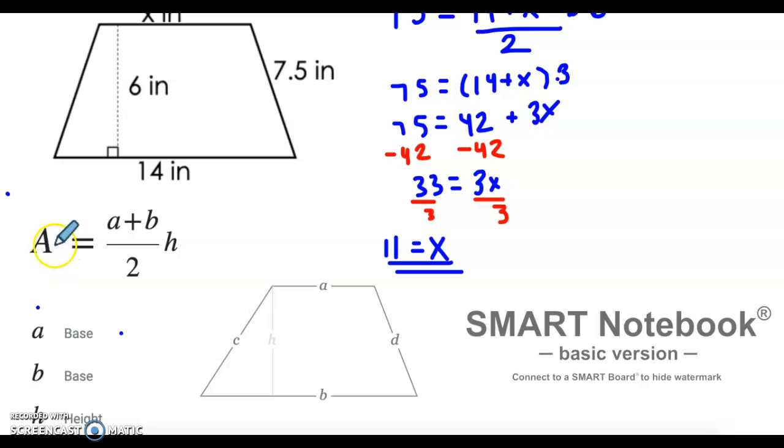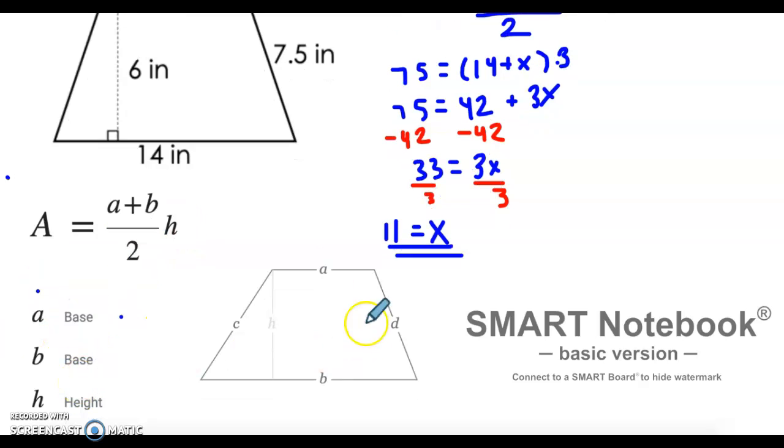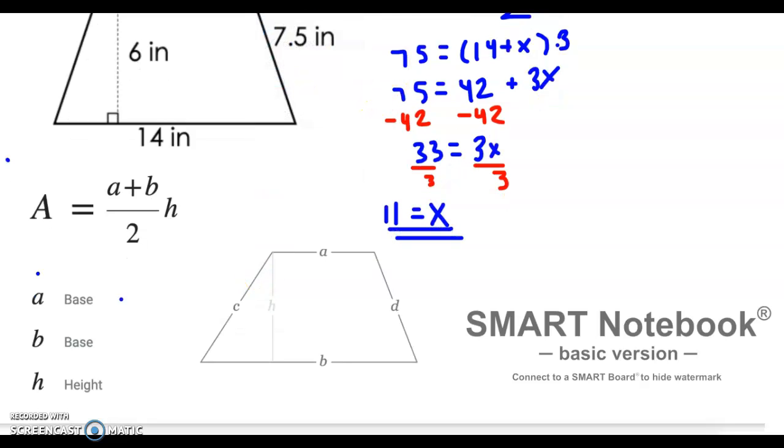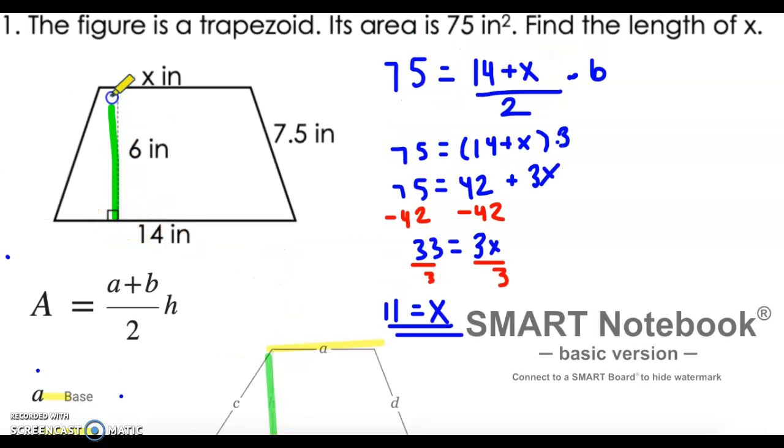So the area of a trapezoid is equal to (a plus b) divided by 2 times h. In that formula, a and b are the bases of the trapezoid. So if you look at this general trapezoid over here, a and b are your bases. So this would be a base and this would be a base. It's the two sides of the trapezoid that are parallel to each other. And h is the height, which we are given in our problem here.